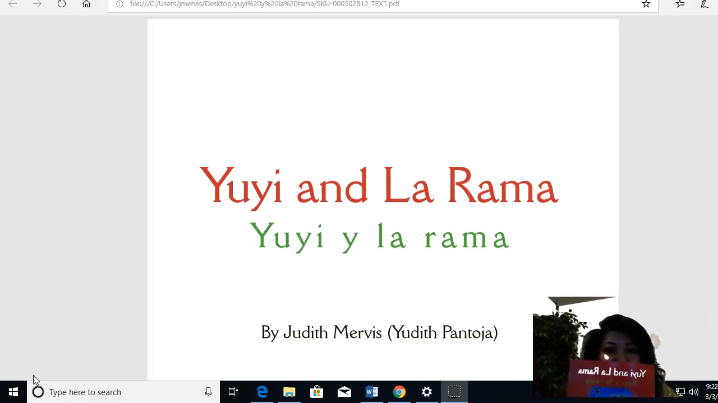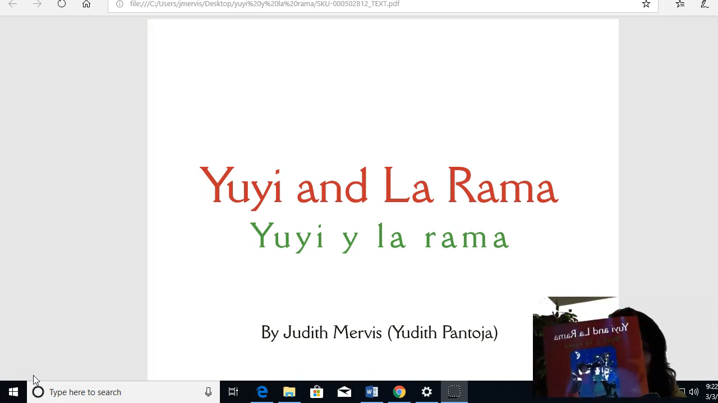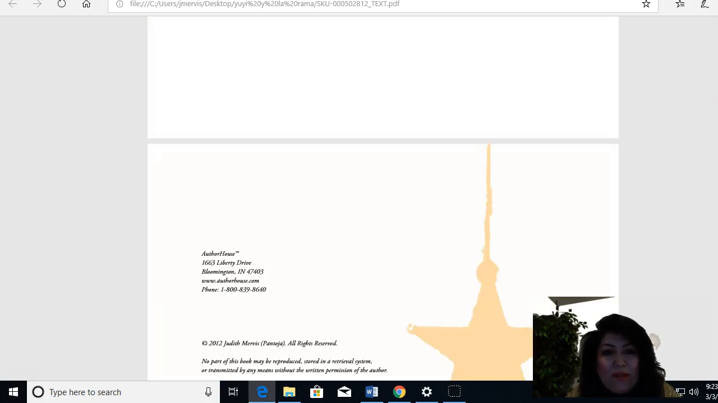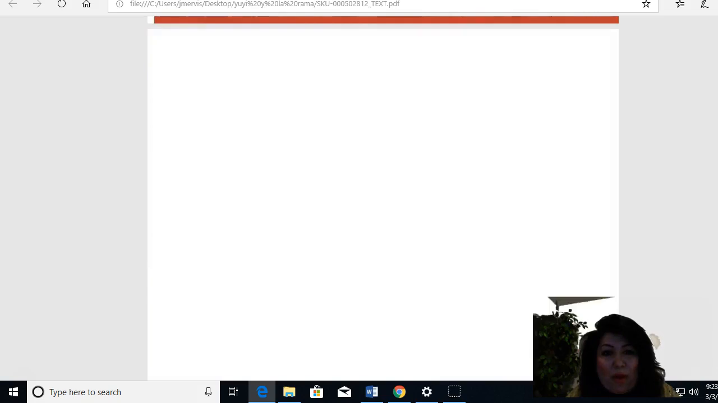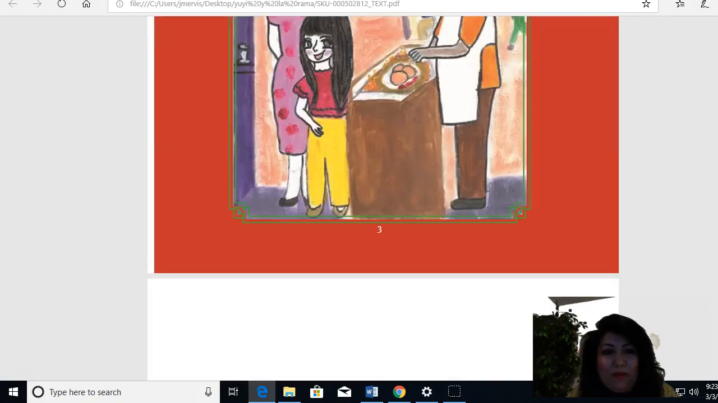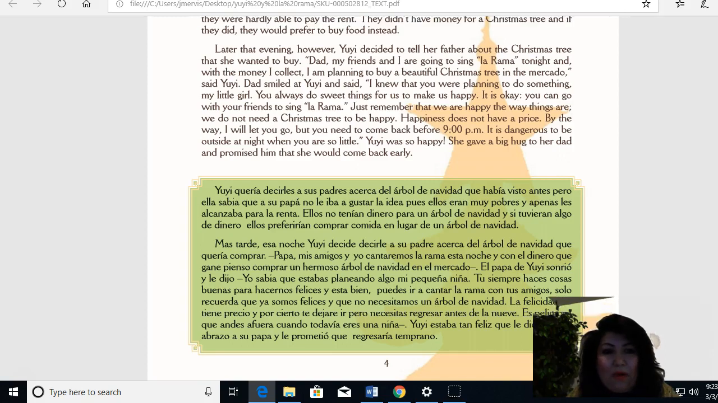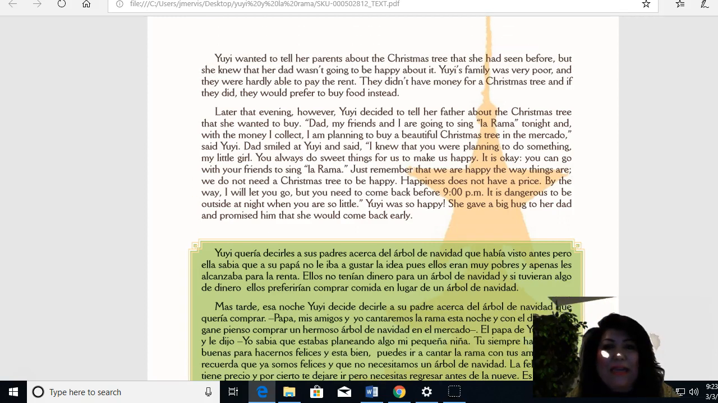We are going to use this book today. Yay! Actually, it's my book, Yuji and La Rama. We're going to use this book to understand how we can find the solution of a problem. So let's go to this page. This is a bilingual book, so we are going to use only the English part.